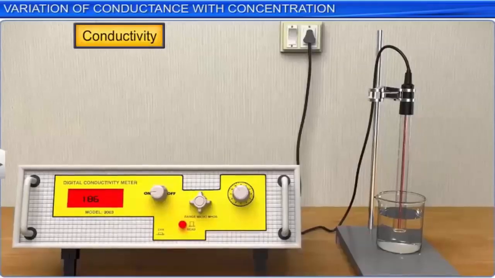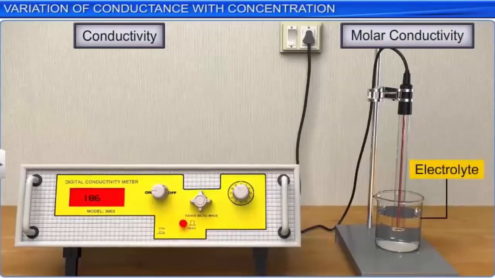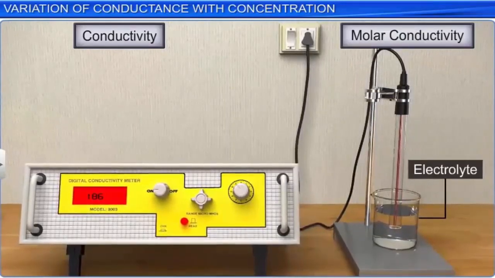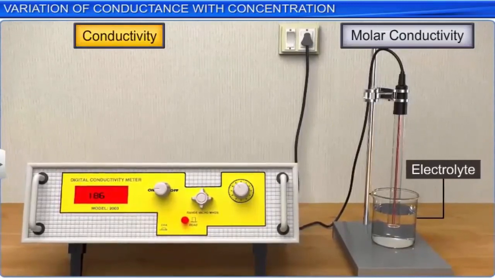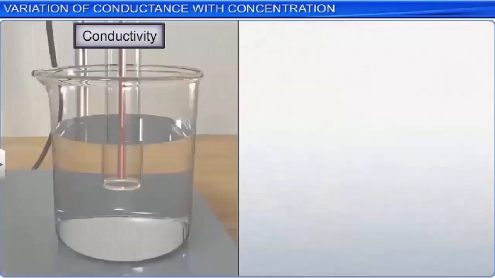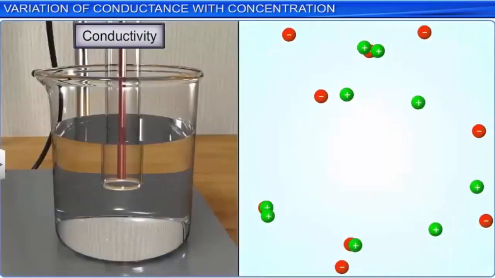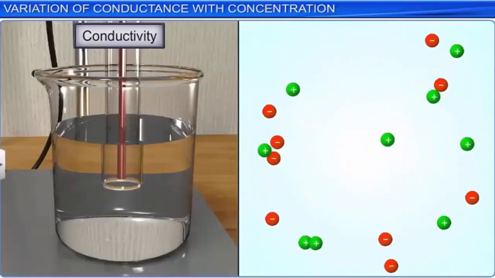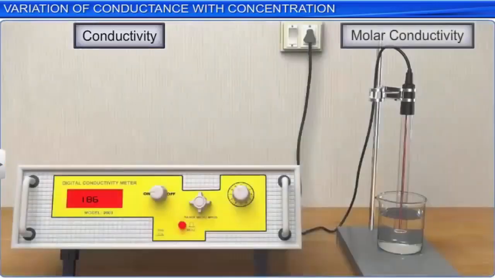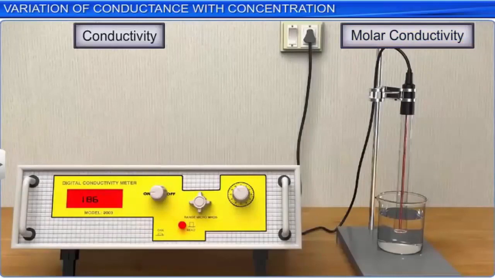The conductivity and molar conductivity of an electrolyte change with the concentration of the electrolyte. As concentration decreases, conductivity decreases for both strong and weak electrolytes. This is because there are fewer ions per unit volume to carry current as the solution is diluted. However, molar conductivity increases as concentration decreases. The variation is different for strong electrolytes and weak electrolytes.